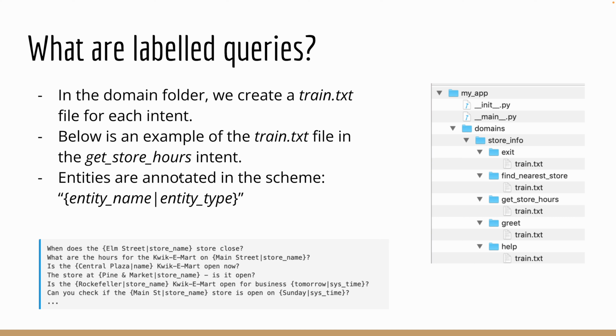So let's take a look over here. When does Elm Street store close? Now you notice this interesting markup in this query. This is the MindMeld syntax markup that essentially follows the structure of entity name, pipe, entity type. And this notifies the MindMeld system that you have some text in here or entities that are really key to your query and should be resolved and stored into the context frame once the query is processed, so that it can be used by your rule-based logic downstream.